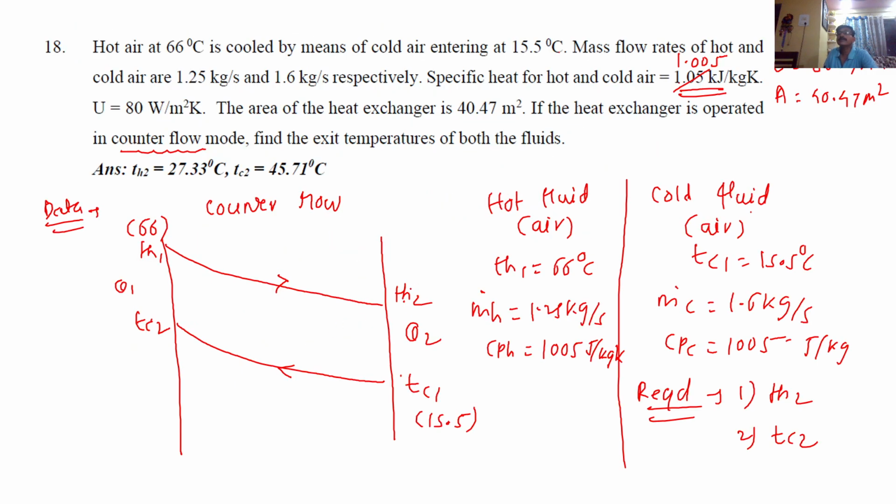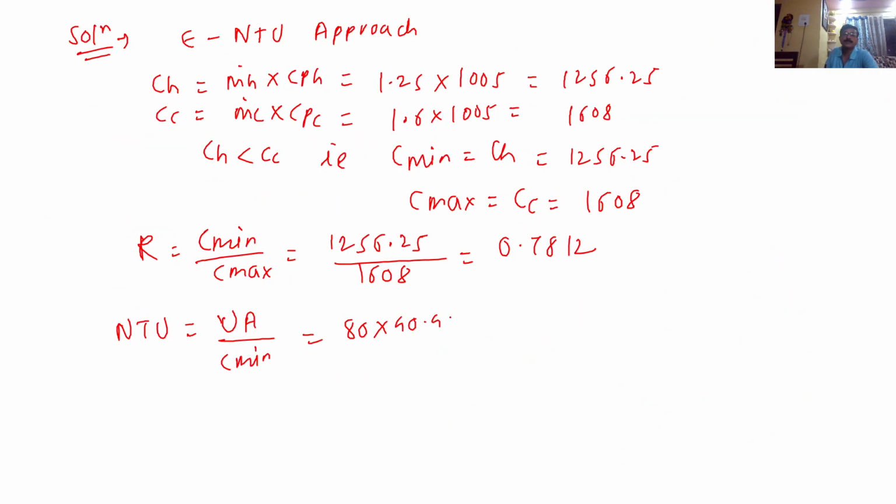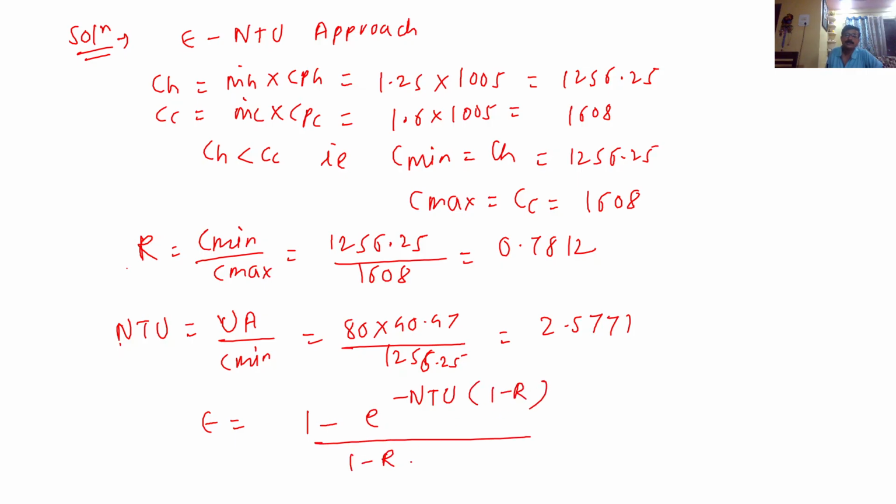What is the area? That is also given, 40.47. And what is C minimum? 1256.25. So if I solve this, it comes as 2.5771. So if I know R and NTU, I can calculate effectiveness. Which type of heat exchanger is this? Counterflow. So it is 1 minus e raised to minus NTU (1 minus R) upon 1 minus R e raised to minus NTU (1 minus R).